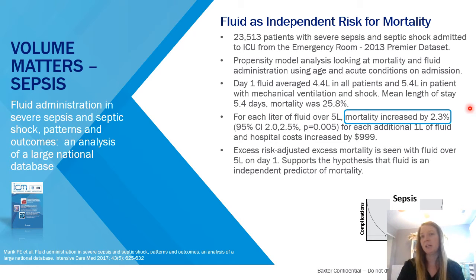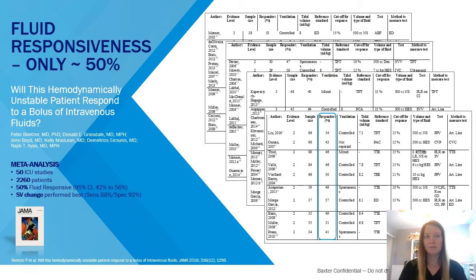Not only did we see an increased mortality in sepsis, we also showed that every additional 1 liter of fluid given increased hospital costs by $999. So keep that in mind. The reason IV fluids play such a huge role with mortality in sepsis is because only 50% of hemodynamically unstable patients respond to IV fluids. Only 50%. However, a question I'm going to leave you with is, what percentage of patients that have low blood pressure do we give IV fluids to?